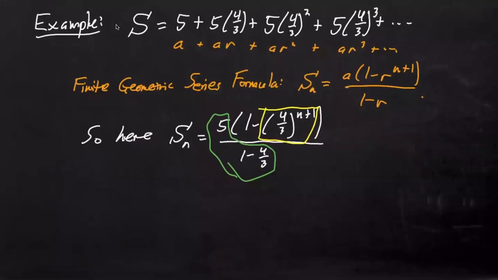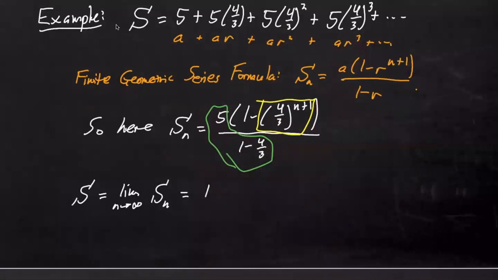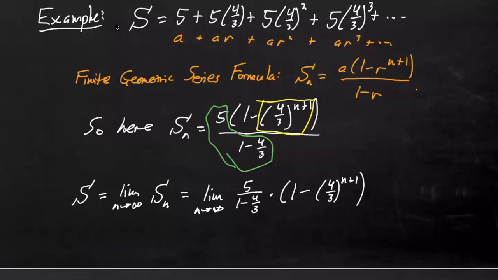And so that means S, the sum itself, is the limit. We always take the limit of the partial sums. That's the limit as n goes to infinity. Okay, I've got this 5 over 1 minus 4/3. Simplify if you want, but the real part that's going to be affected by n going to infinity is this term right here. And this is going to blow up, right? This is going to get bigger and bigger as n goes to infinity. So this actually goes to infinity.